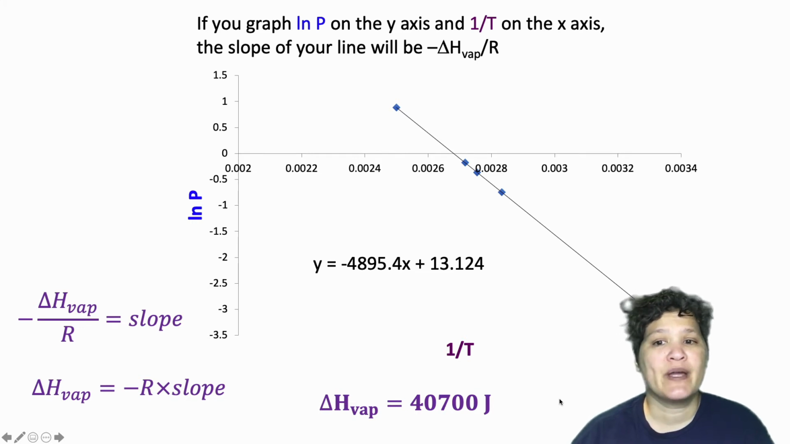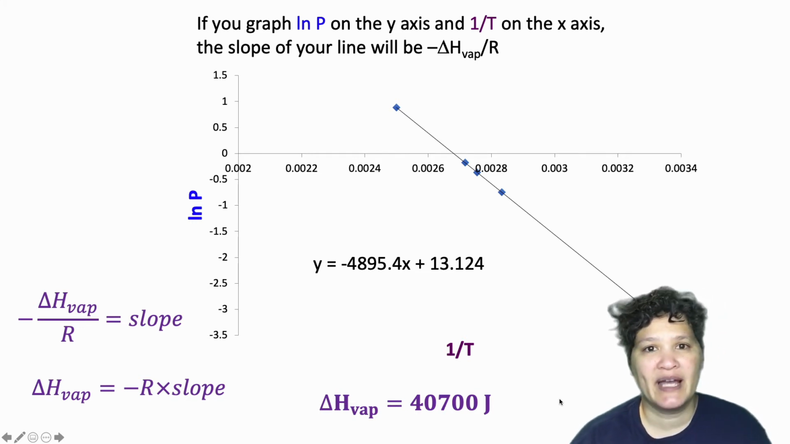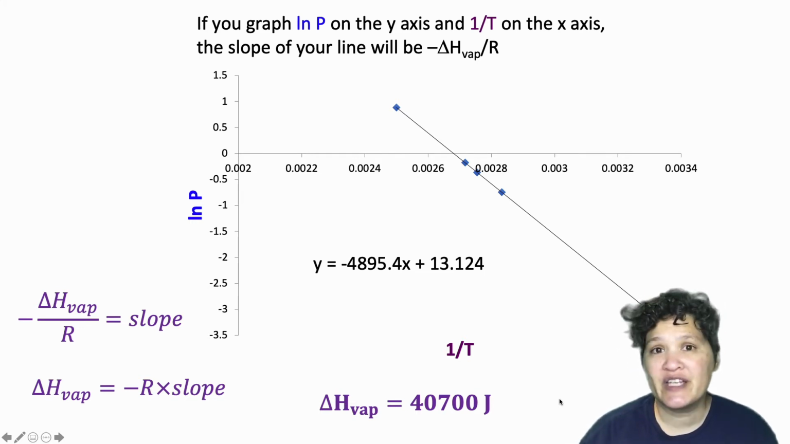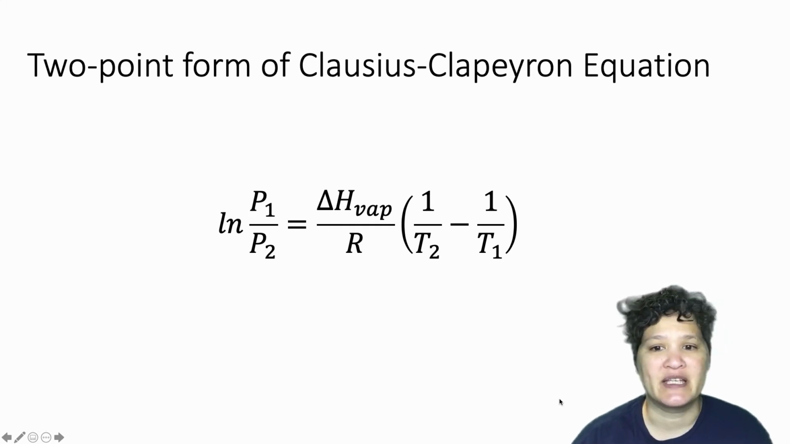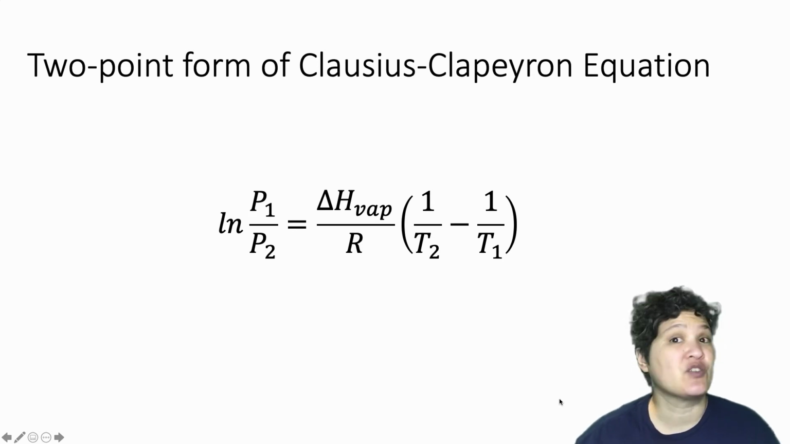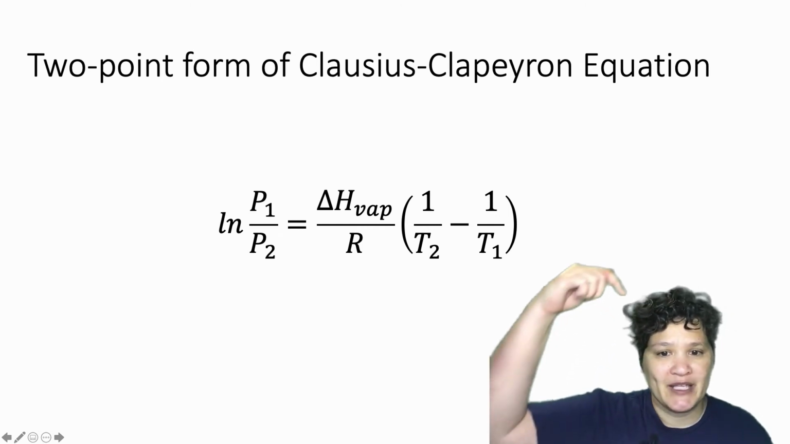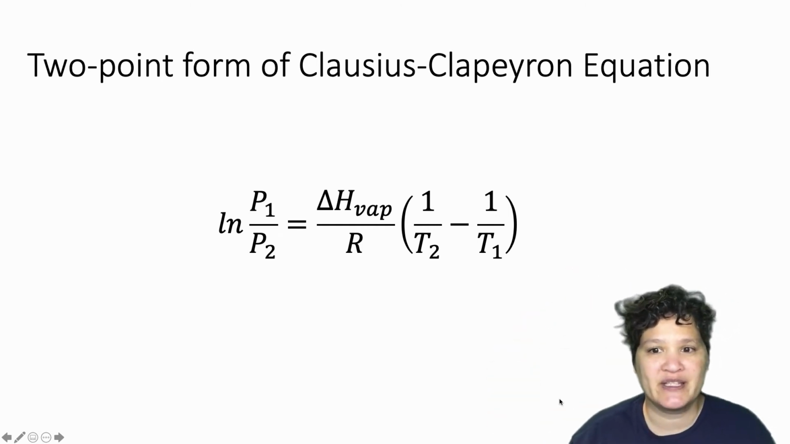This equation, the way it's written, is really useful for lab. But if we're working with calculations on paper, it's actually not so much. Usually for that, we use what we call the two-point form of the Clausius-Clapeyron equation, which looks like this. I'm not going to derive this for you unless you really want, in which case leave me a comment down below and I'll make a different video that does that.